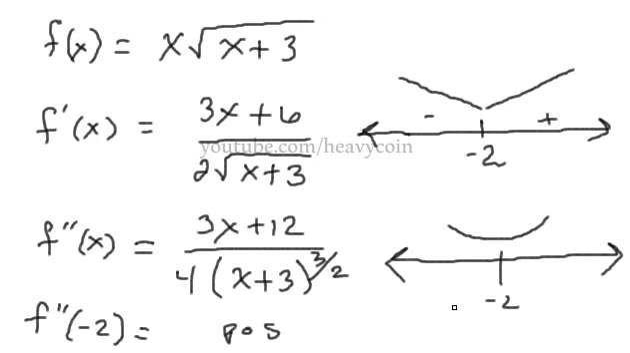So the concavity of the graph is going to end up being concave up from negative 3 to positive infinity, because we have to look at the domain of the original function here, obviously. Anything less than negative 3 is not in the domain.